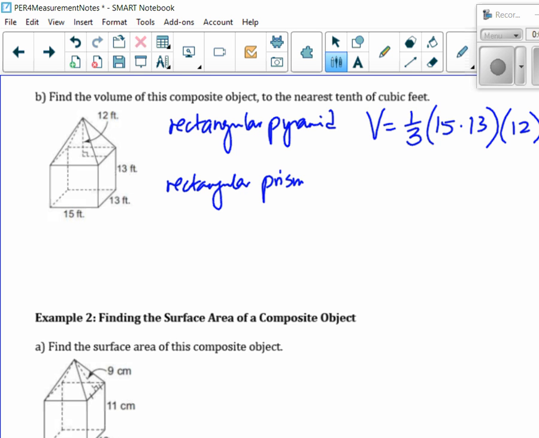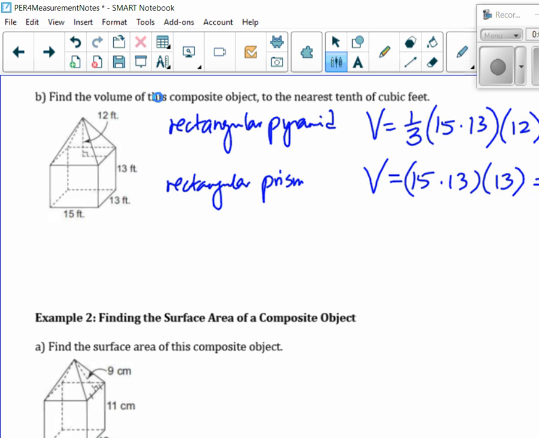Okay, and then the rectangular prism is length times width, which gives me the base area, and then stack it by the height. Does everybody see that? So it's going to be 15 times 13, and then times the height, which is 13. That gives 2535, and that's cubic feet. And then we're going to add it up. And we get 3315 cubic feet.